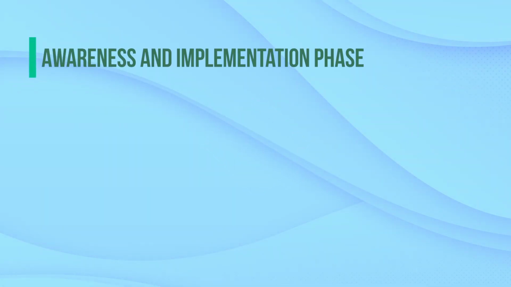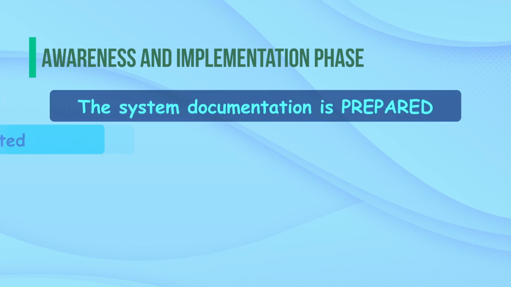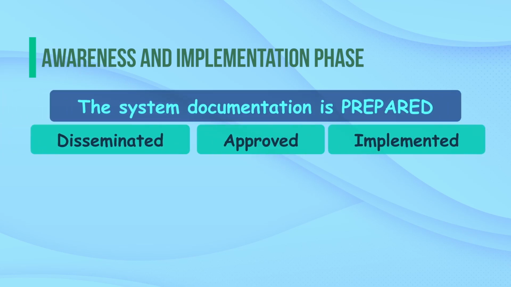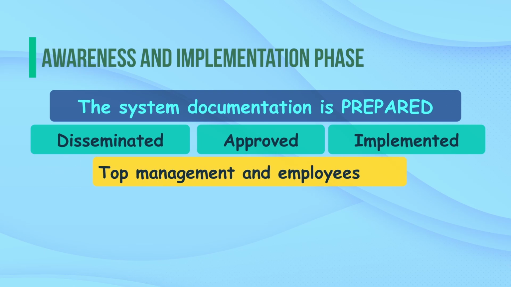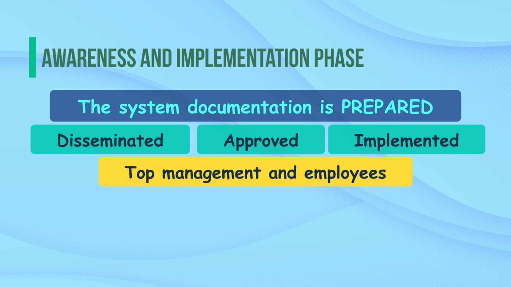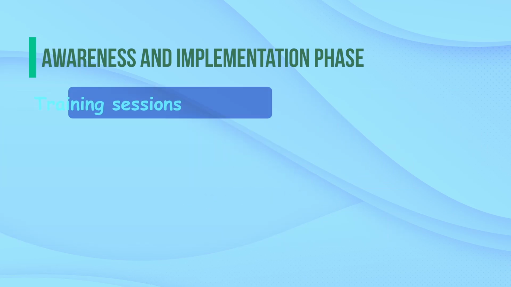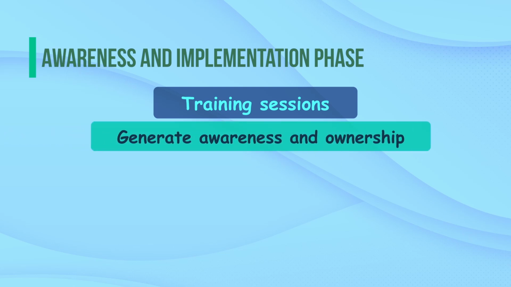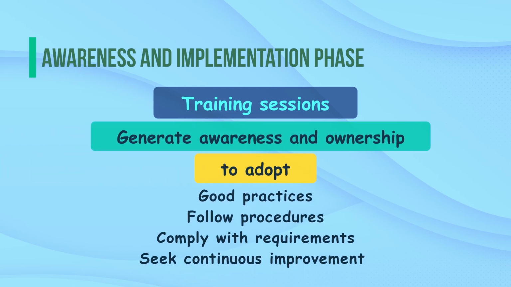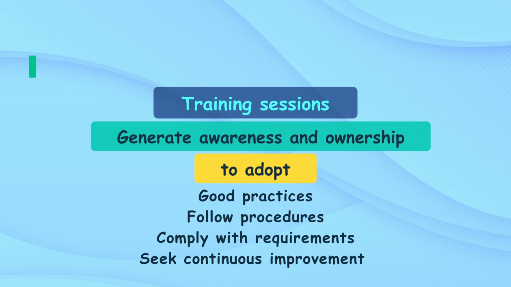3. Awareness and implementation phase. Once the system documentation is prepared, it must be disseminated, approved, and implemented. Top management and employees must understand the need to incorporate the regulatory requirements into their daily responsibilities to successfully implement the system. Training sessions are very helpful to generate awareness and ownership by the staff to adopt good practices, follow procedures, comply with requirements, and seek continuous improvement of processes.